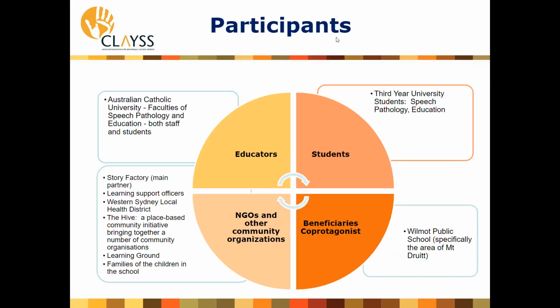Yeah. Can we go to the last slide? That's okay. So we've probably already talked about most of these, but I'm very conscious of time. So these are our people who would be involved. And obviously this is just the kind of starting list. So we've listed down the main ones. So we've got our university staff and students, specifically our speech pathology and education students. And then we've got some of our main players like Story Factory, the school.